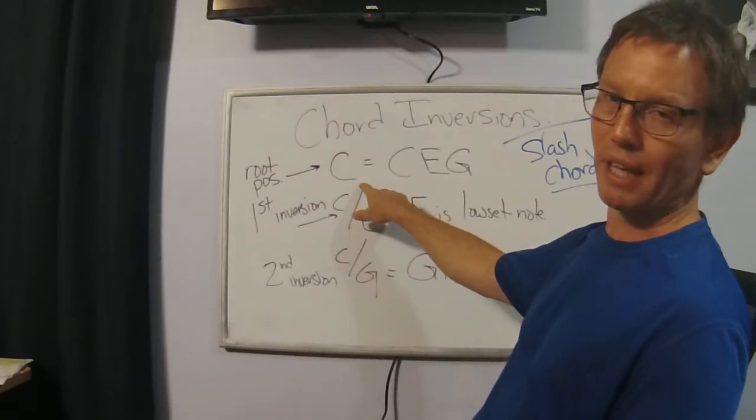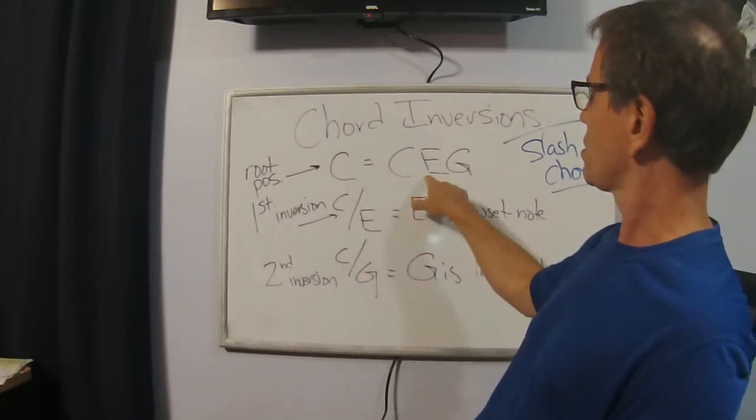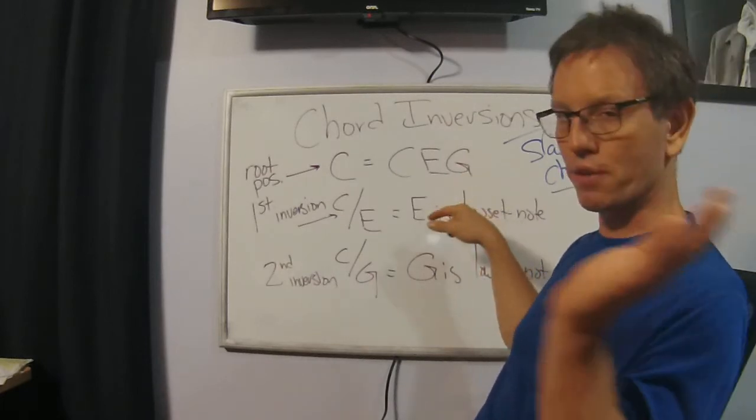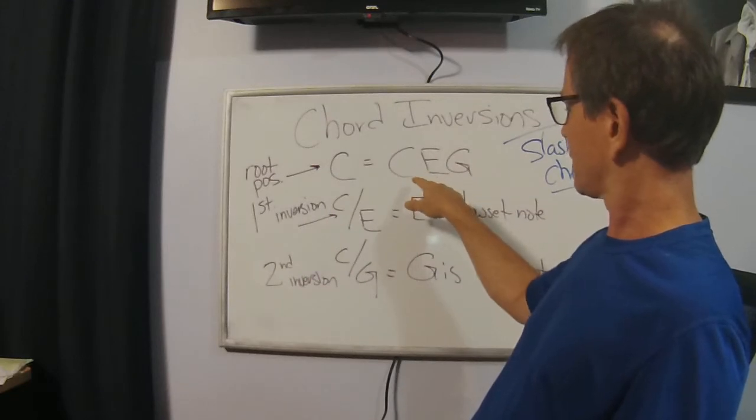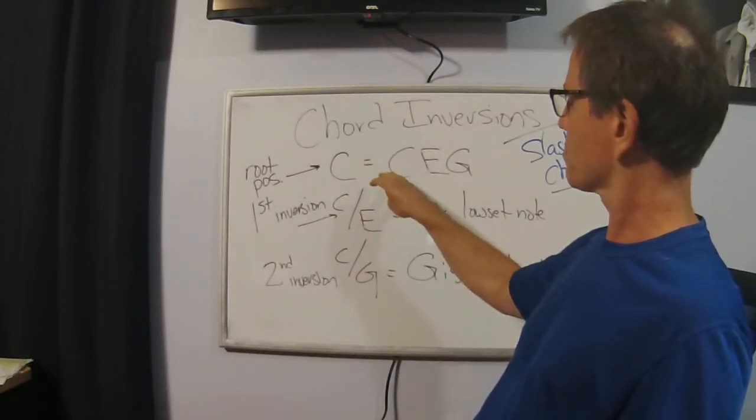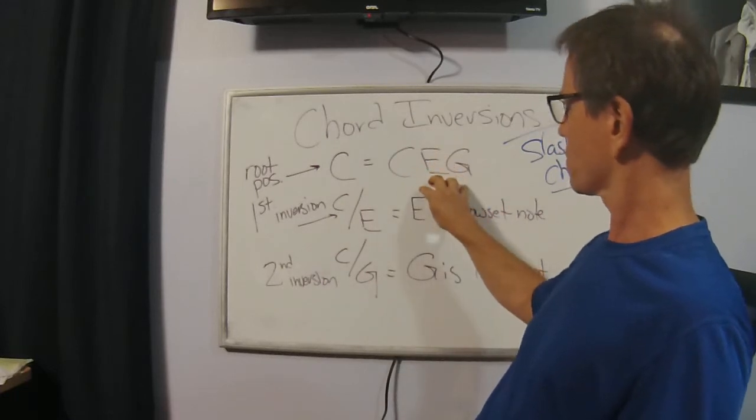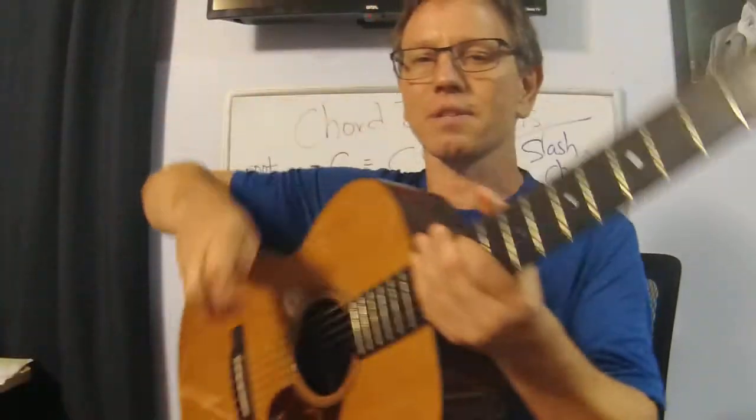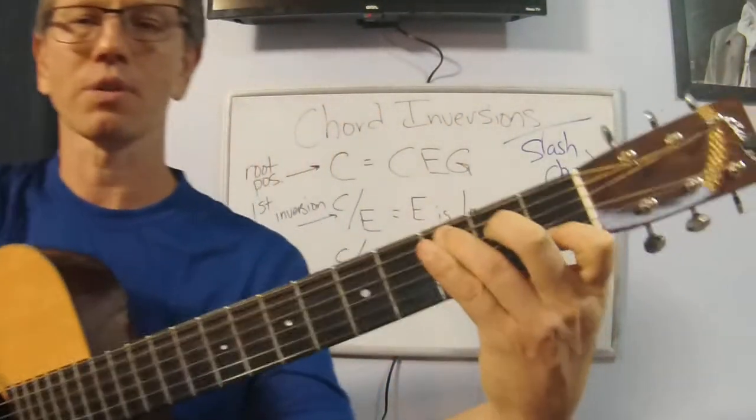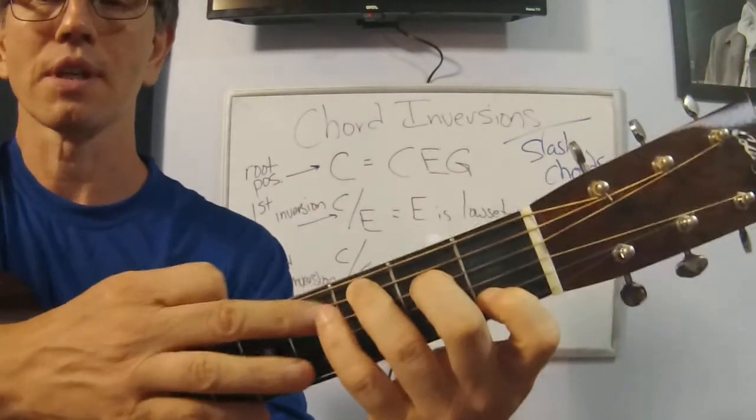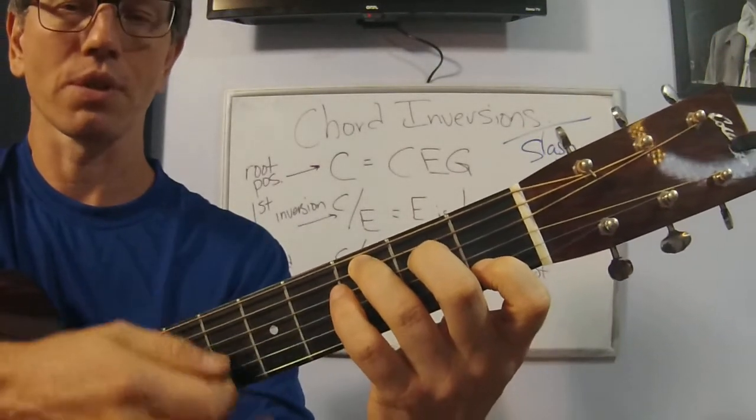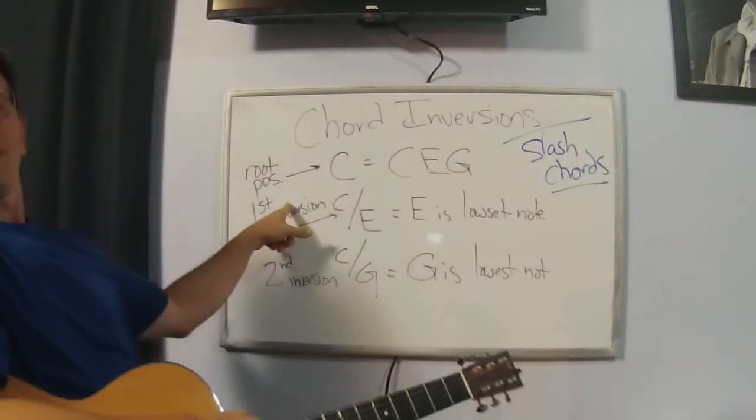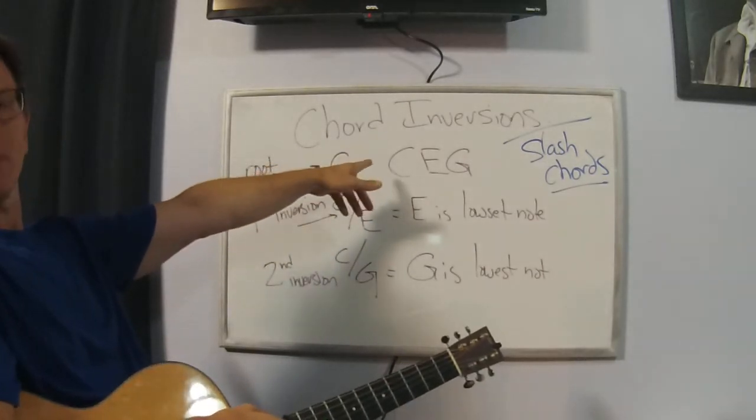A C chord, any C chord, is made up of C, E, G. Those three notes make up a C chord. We'll get into the theory stuff later, but just know that a C chord is made up of these three notes. If you play it with C as the lowest note, like this, just a regular C chord, this is the C note. That means it's in root position. If it's in root position, it hasn't been inverted.